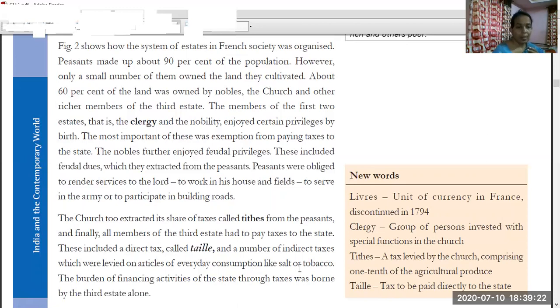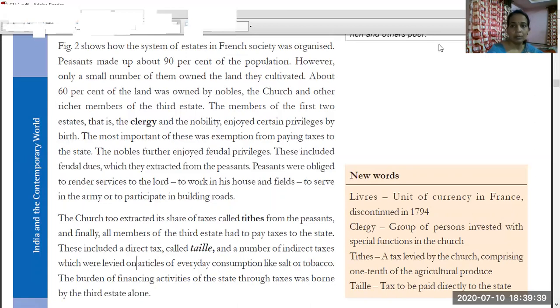The burden of financing the activities of the state through taxes was borne by the third estate alone. All the taxes were paid only by the third estate.